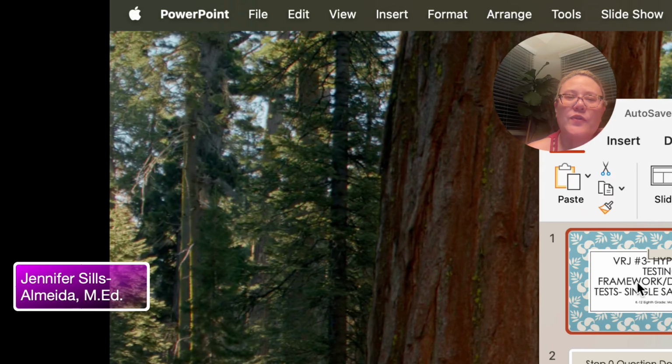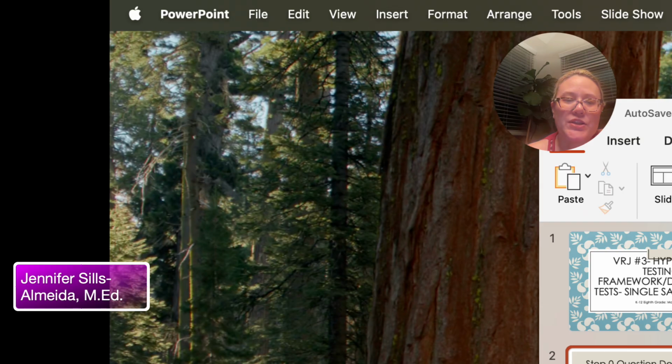Okay, so the first thing I did is create some slides. We're going to be looking at the hypothesis testing framework and the different tests, and also how it applies to one sample t-tests. Okay, so when we're deconstructing things, what we are going to want to do is apply the verb analysis framework.